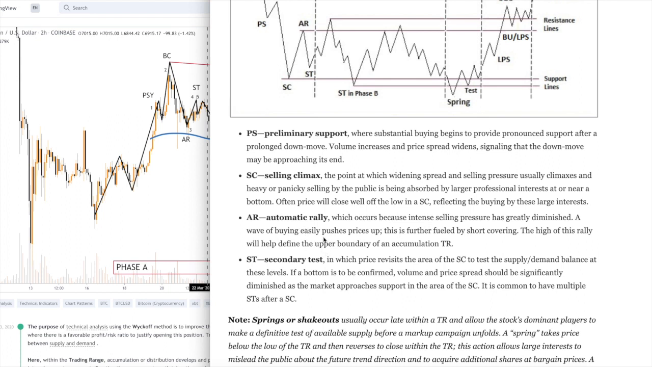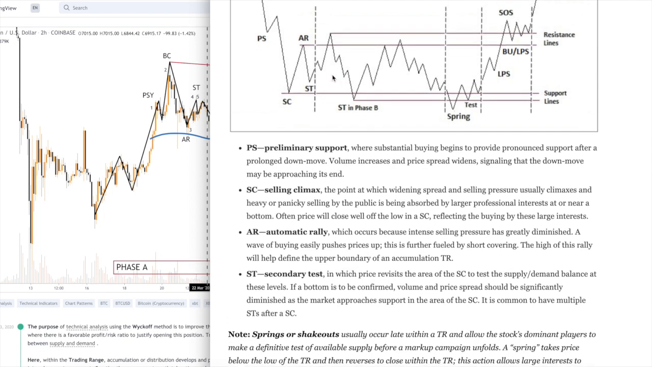And then you have the automatic rally, which obviously we already saw, that's in everything. Whenever it dumps, it always pumps after, unless there's something wrong. But Bitcoin is just a regular asset. It doesn't have rug pulls and whatnot. And it always rallies because there are always going to be traders who are like, whoa, it was trading at $4 billion and now it's only $4. Let's buy some. And then you have the secondary test.